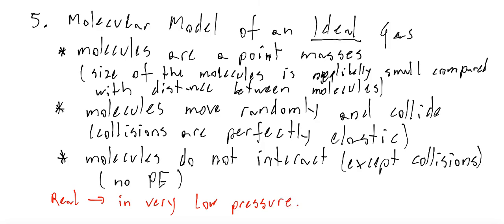So again, what is ideal gas? It's a kind of model. This is something which describes behavior of molecules. When molecules are point masses, when molecules move randomly and collide, and when molecules do not interact, so there is no potential energy. If you have a gas which behaves as this description, it can be known as an ideal gas. Okay? So before I finish this lesson, let's do a few exercises at home.